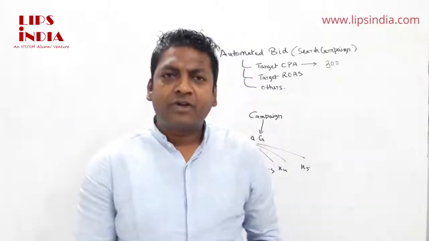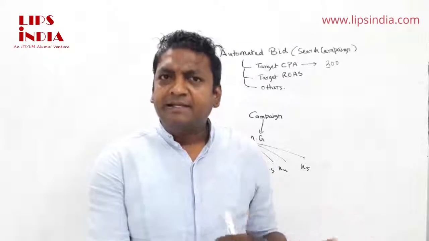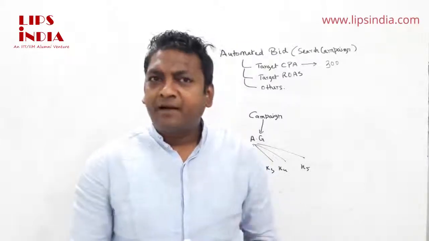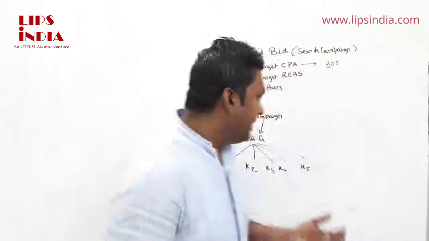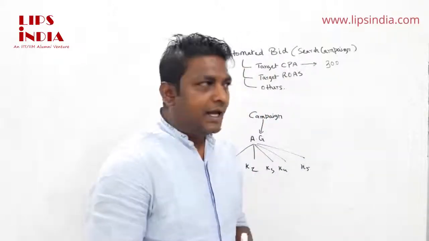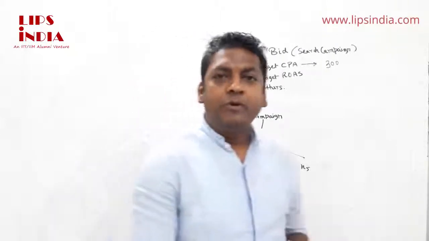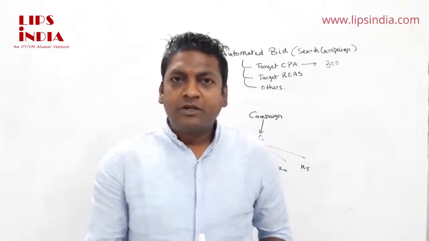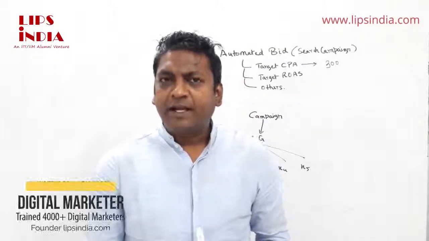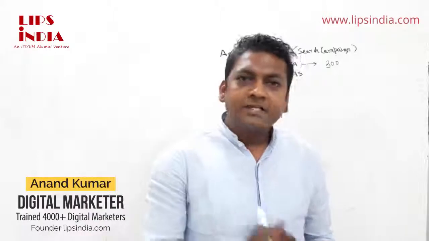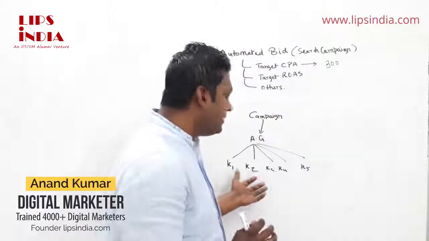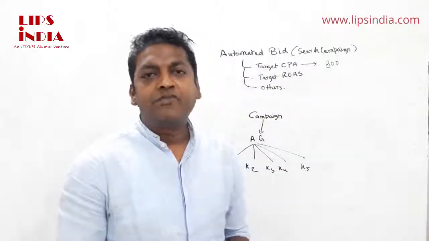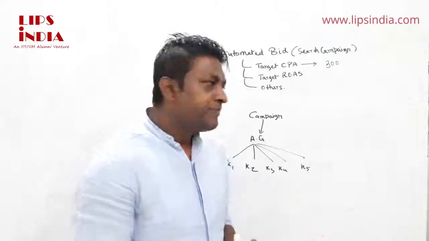To actually try a CPA bid, it is recommended that you should have had 15 conversions in the last 30 days, so that there is some data for the Google AdWords algorithm to analyze every individual keyword's performance and evaluate which keyword will contribute to a conversion, what kind of search pattern will contribute to a conversion. So basically, Google uses a machine learning algorithm at the back end and tries to interpret on which keyword there is a likelihood of conversion to happen versus something else.